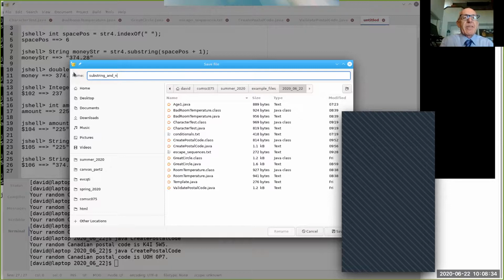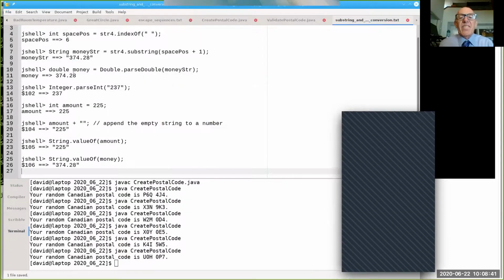Substring and numeric conversion.txt. There we go. Everybody okay with this so far?